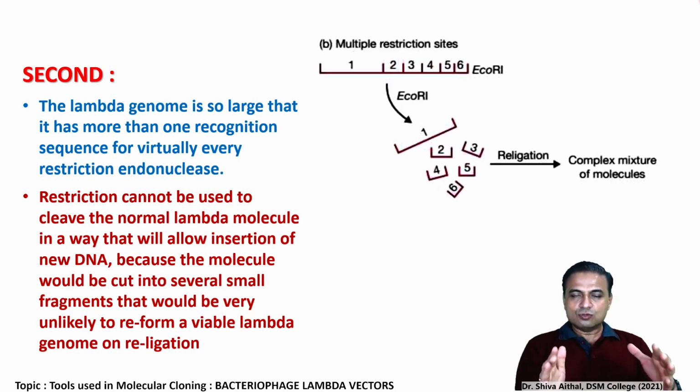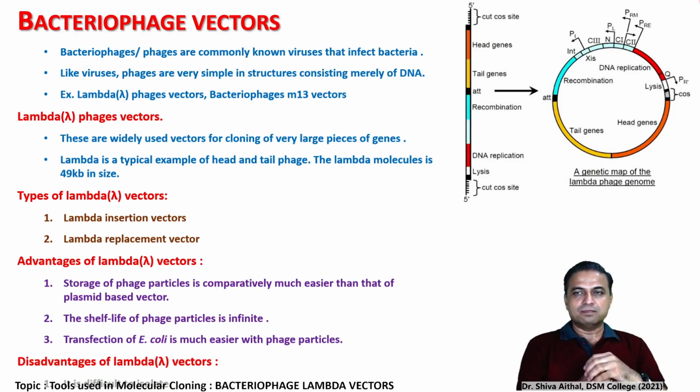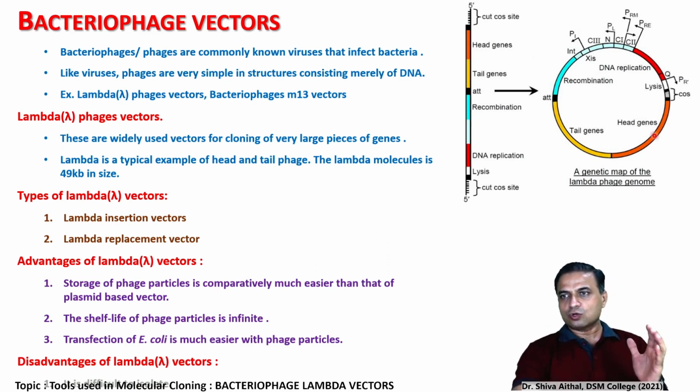Now these two problems are the problems which we are considering at the beginning of using this as a vector for molecular cloning. Now how these problems are solved, let us see. If you see the characteristic features of bacteriophage vectors, some of the features we will see. These are bacteriophages. Lambda phage is a bacteriophage. Its genome is a circular genome and it has a cos site.